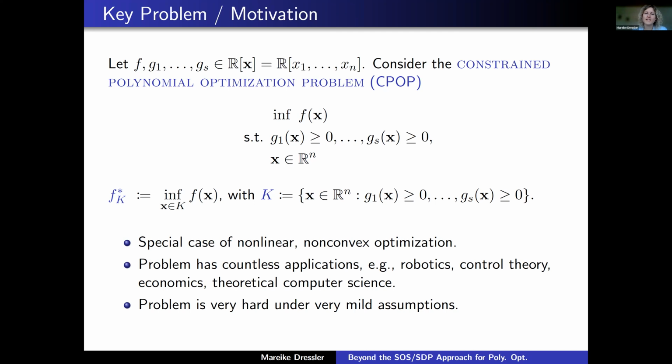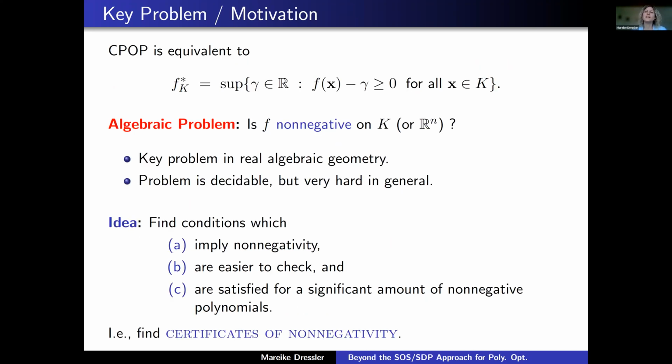Clearly this is a special case of nonlinear non-convex optimization. And as you have seen already from James and Georgina, this problem has countless applications, robotics, control theory, you name it, basically. But unfortunately, this problem is very hard, already under very mild assumptions. And that's where this more algebraic point of view comes into play, where we formulate this problem equivalently as deciding non-negativity of a polynomial.